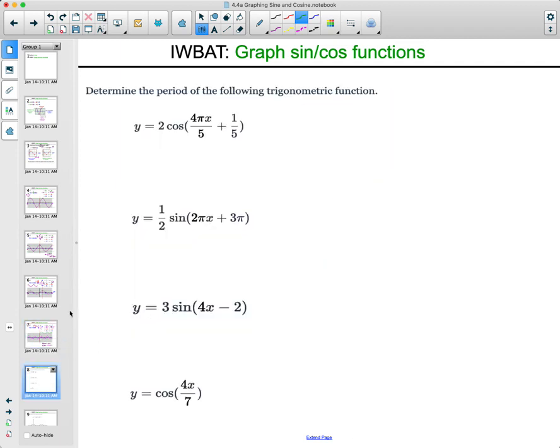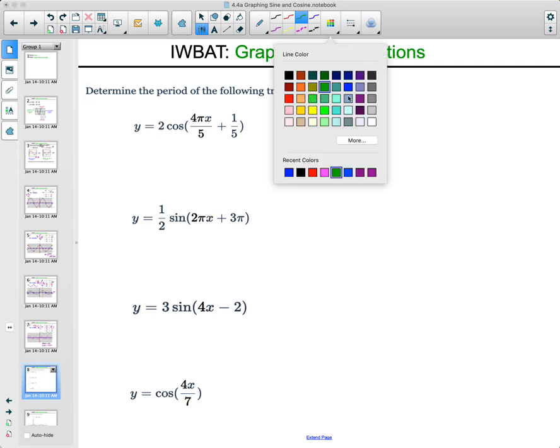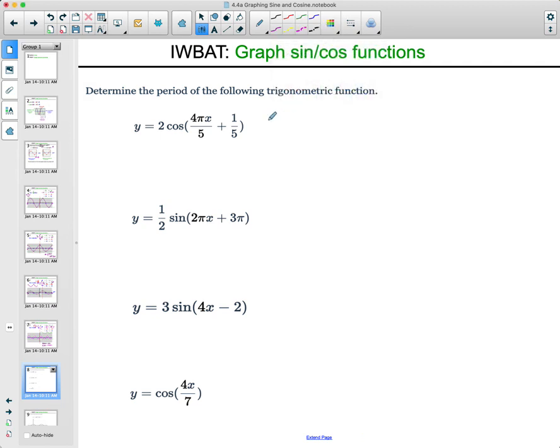All right, then determine the period. So these ones are just calculations instead of actually graphing. So just figuring out the period here. So remember, period is 2 pi divided by b. So you need to find your b value, okay? So your variable is x. So your b value is 4 pi over 5.